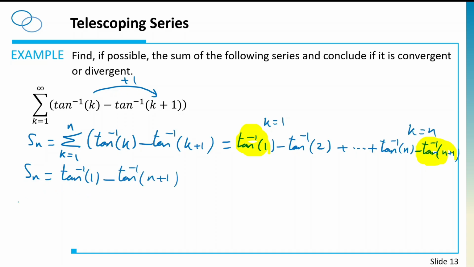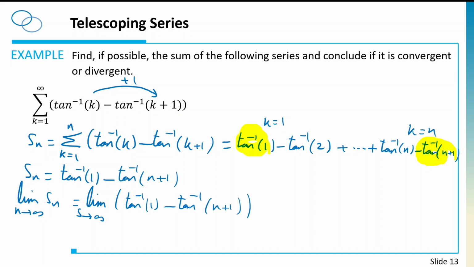Now I need to take the limit. Limit of Sn as n approaches infinity of tan inverse 1 minus tan inverse n plus 1. Again, direct substitution as usual. So this equals tan inverse 1, you can use your calculator. This is clearly pi over 4 minus tan inverse infinity. Remember always the graph of the tan inverse. It's always useful to know the parent graphs.